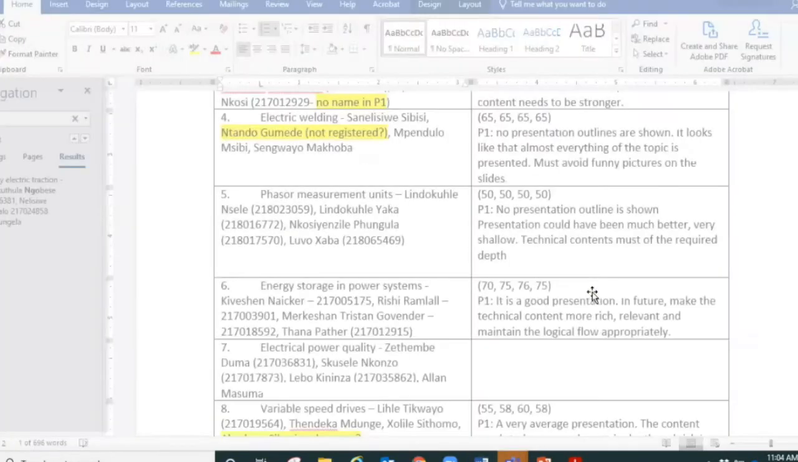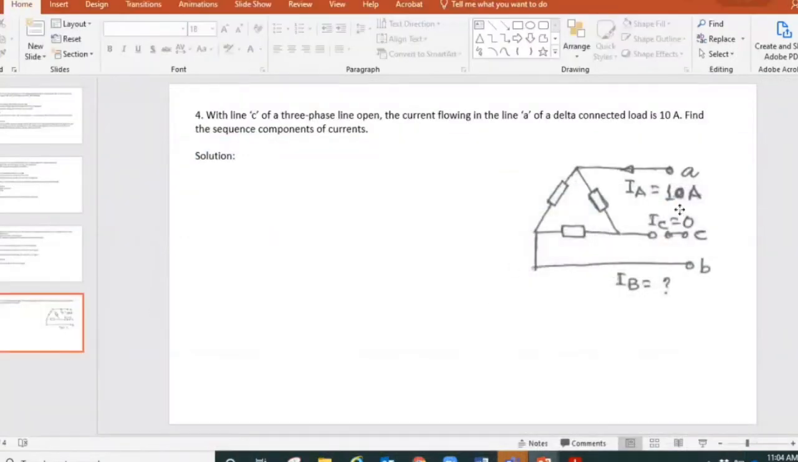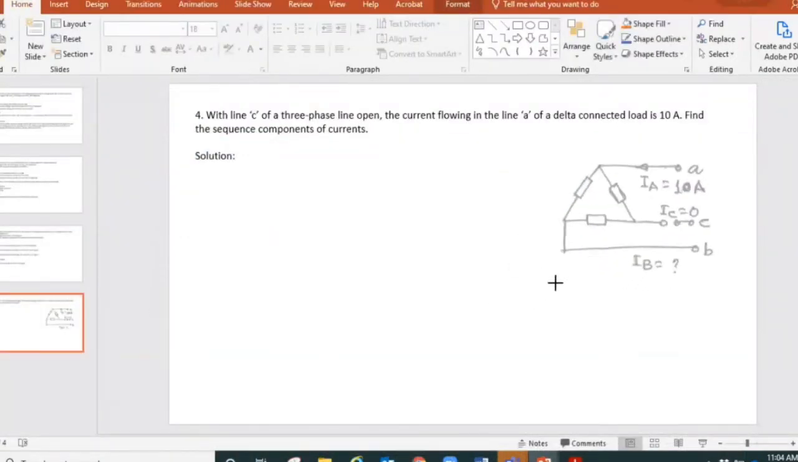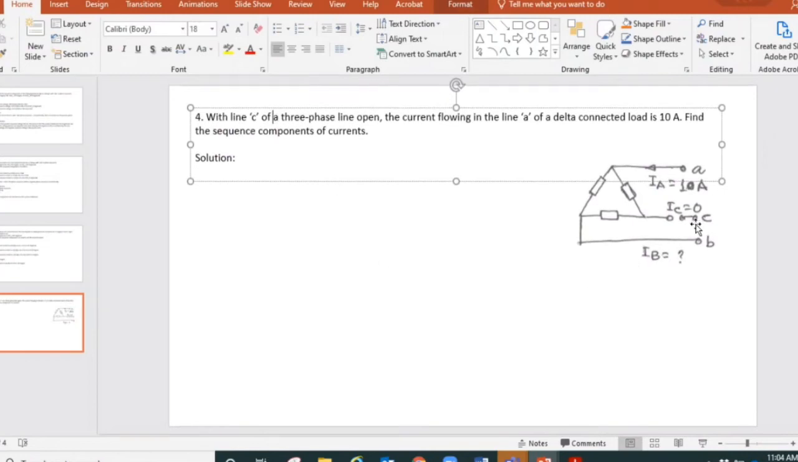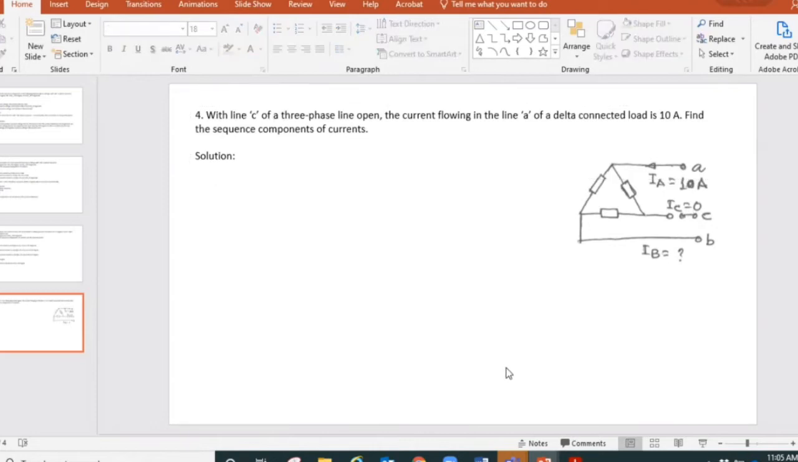Let's go back. So this is the diagram. It's showing a delta connection. The line current for the delta is given, and that is 10 ampere. They said line C is open, so line C is shown as open. The line current will be 0, like Sengo asked in the previous case. Now IB we don't know.